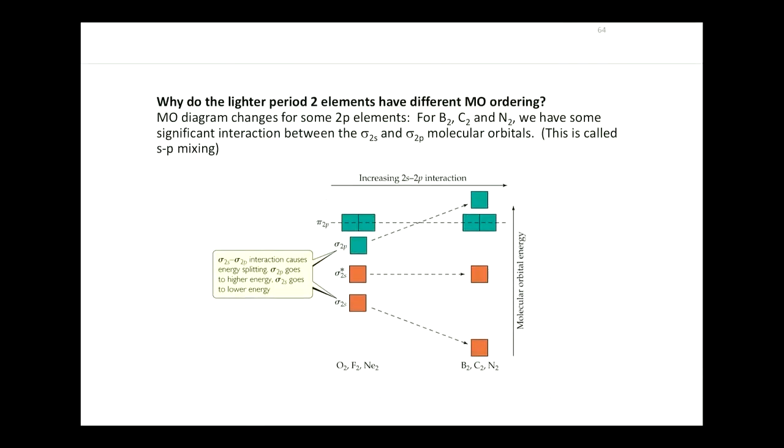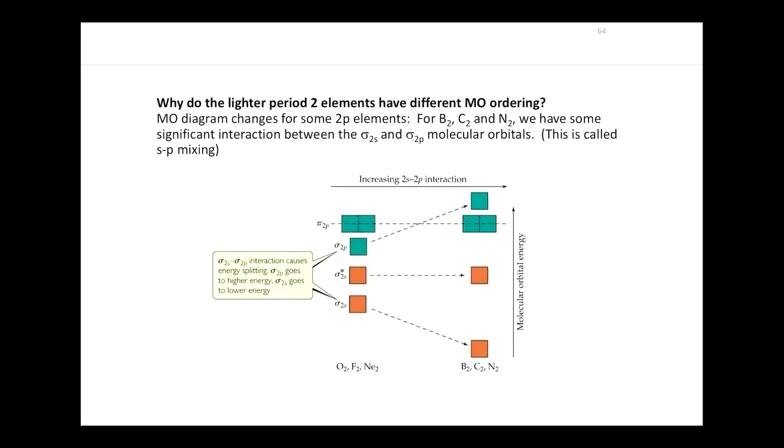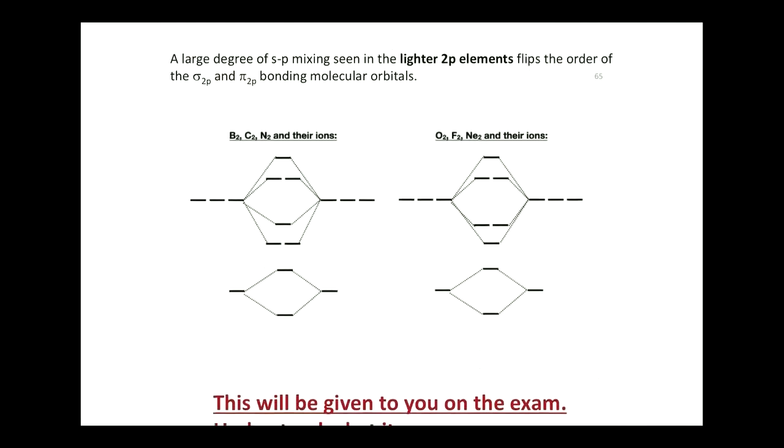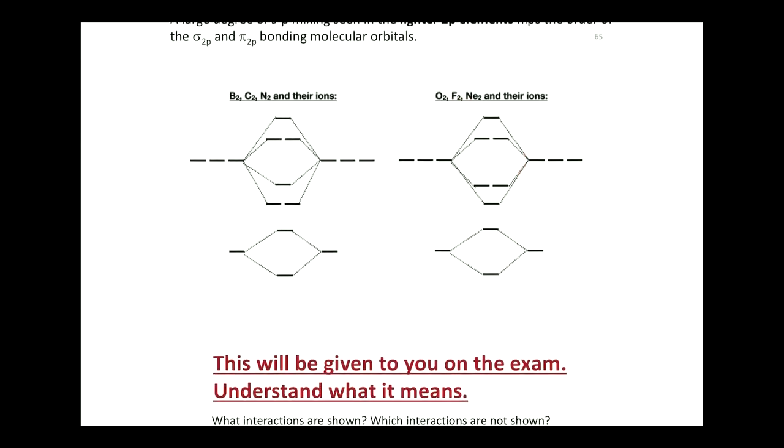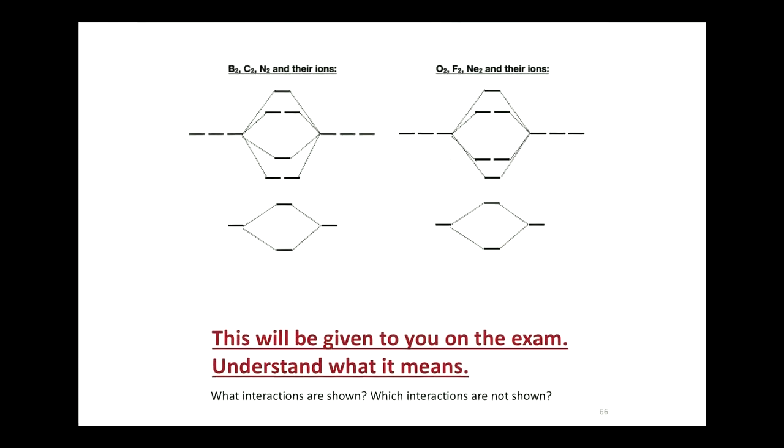And this previous slide explains why there's a shift in sigma and pi, but that's not important. It's just because light elements tend to have p and s orbitals that mix a little bit, which causes a reordering of our molecular orbitals. But that's a small detail. Just know which graph to use when. And literally the graphs tell you that you'll use these orderings for these diatomics, and for the heavier diatomics you'll use this ordering. So we give you this on the exam. I want you to know what interactions are shown, which ones aren't shown.